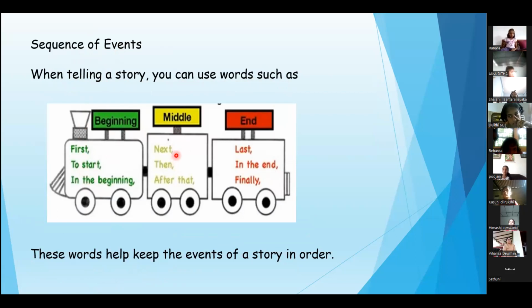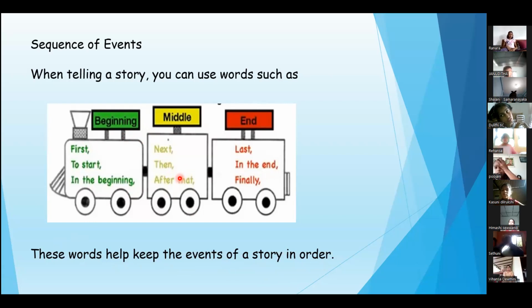For the middle, you can use next, and after that. At the end, you can say last, in the end, or finally. So these are the words you can use if you want to write a story with a good beginning, middle, or end. These words help keep the events of a story in order. So when you use words like these, they keep the story in the right sequence, in the right order, so that your reader can understand what you are writing.